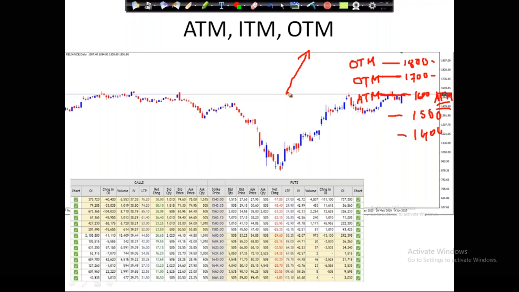Now suppose my view is bullish, but I want to buy below the current price. Suppose 1500, I want to buy this one. You can buy this one. You have the right to buy the 1500 strike price. I don't want to go into the definition. Here you can see price is running at 1600 right now, but you can buy the 1500 call option also. You think the price will go up. This 1500 strike price call is in the money.